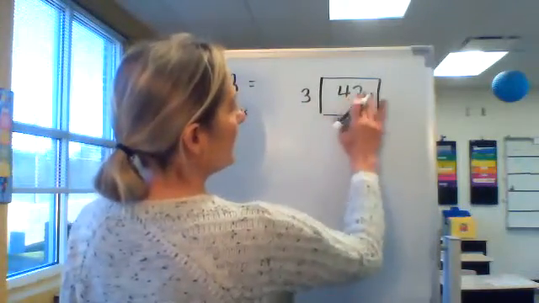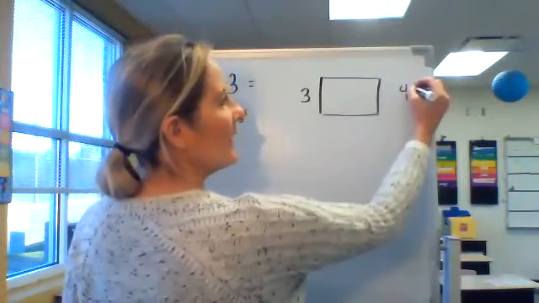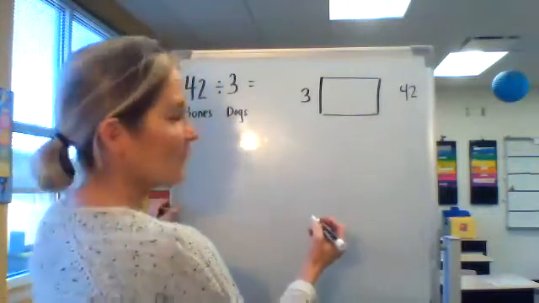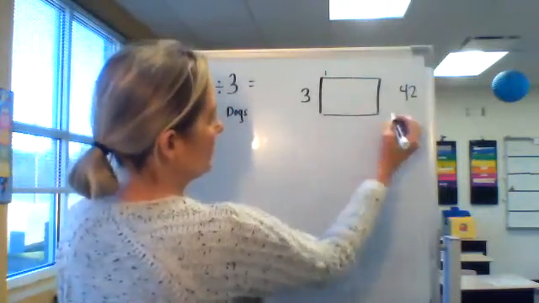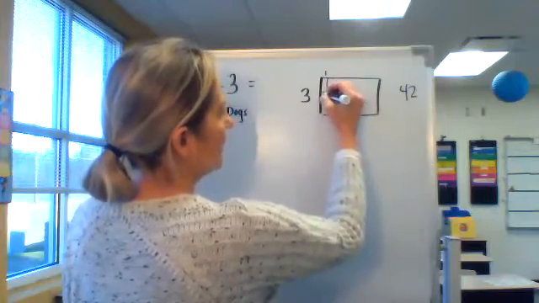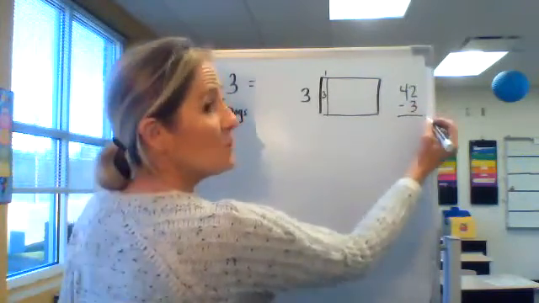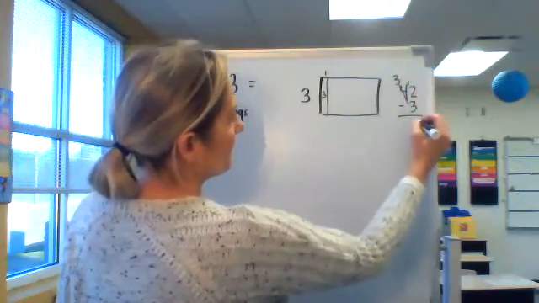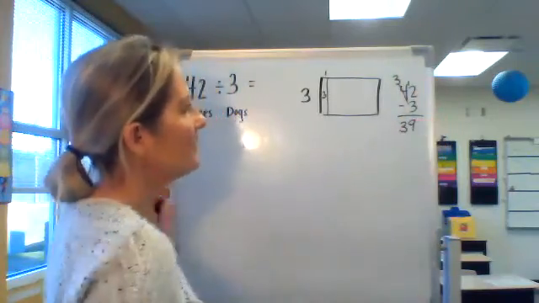I'm going to bring my dividend out of there because I'm going to be working in there. And I asked myself, how many groups of 3 can I make with 42? And I'm sure I can make 1 group of 3. That would use up 3 bones. And I keep track of it over here. Keep track of my dividend. Right, I have 39 bones left.